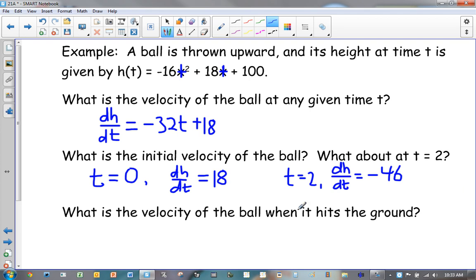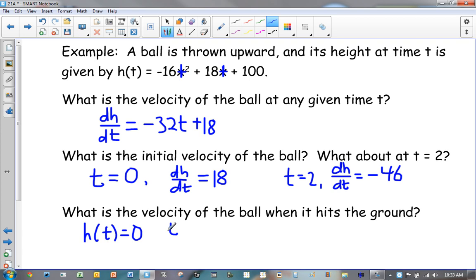And for the last question, I'm asking a bit more of a challenging question here. What is the velocity of the ball when it hits the ground? So first of all, I need to see when it hits the ground. I need to know what that means. Well, when it hits the ground, the height is 0. So I need to see when is height of t equal to 0. So you can take this parabola and either factor it or graph it or do whatever and figure out the x-intercepts, or when this parabola is equal to 0, and you should get two of them.